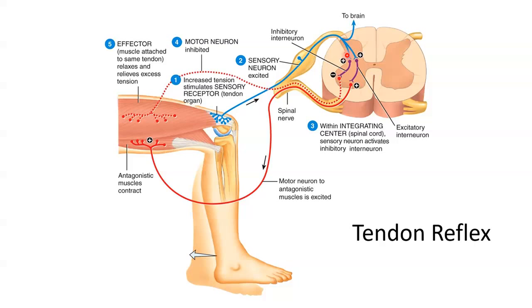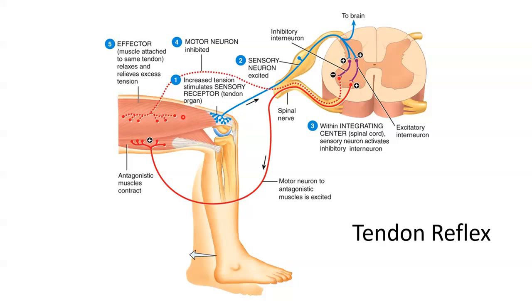The sensory receptors for this reflex are called our Golgi tendon organs. They sit within the tendon of a muscle, so what attaches the muscle to the bone. And where our muscle spindles are sensitive to change in muscle length, our Golgi tendon organs detect and respond to changes in muscle tension, which put that tension through the tendon.